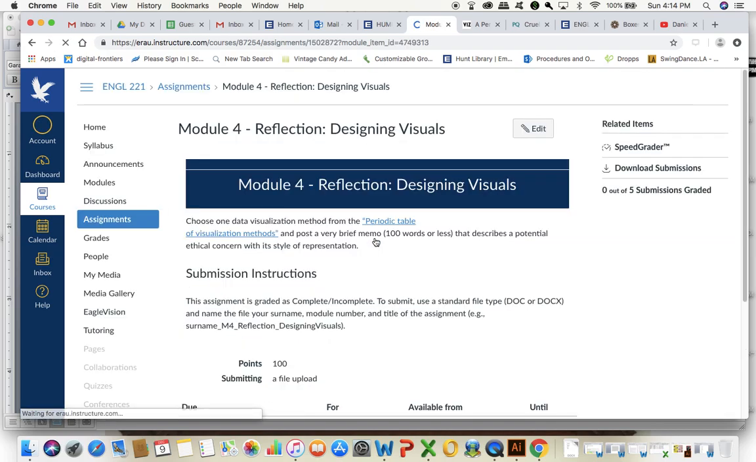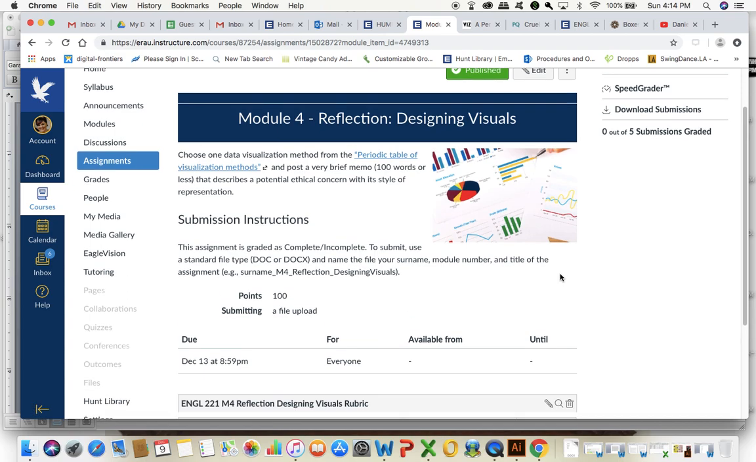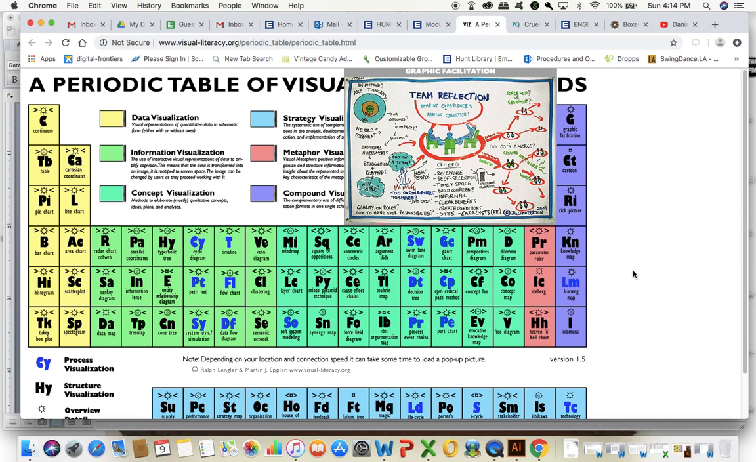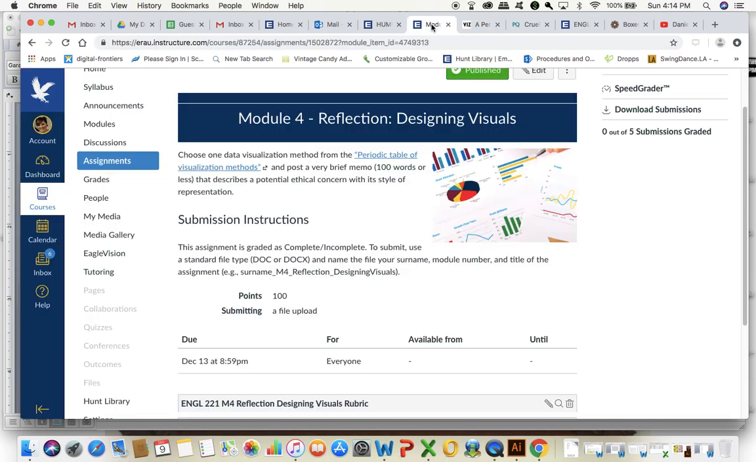So, the reflection on designing visuals. Here is where you go specifically to that periodic table, this document here, where the link is provided for you under reading. You choose one of those data viz methods and then post a memo of 100 words or less. So it's short, but you want to maintain your memo format.